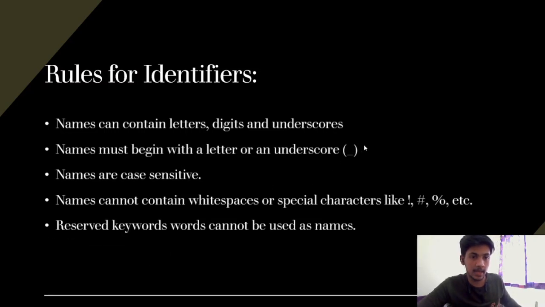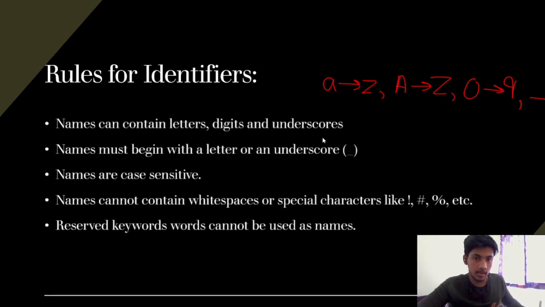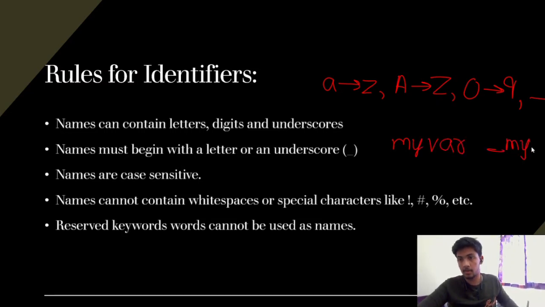Names can contain letters, digits, and underscores. Letters can be from A to Z, capital A to Z. Digits can be anything from 0 to 9, and underscores. Another rule states that a name must begin with a letter or an underscore. So it can be my variable, or it can be my variable. It can be any of these. It must start with a letter or an underscore.